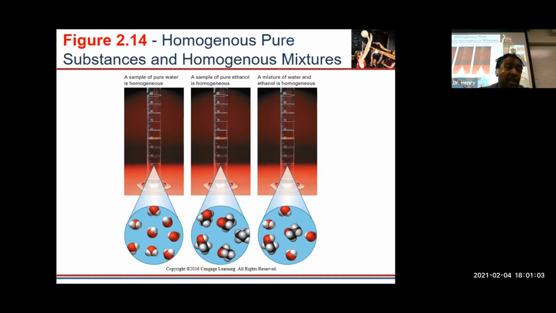Water boils at 100 degrees Celsius. Alcohol boils at, actually, 80.4 degrees. At 80.4 degrees, alcohol starts to boil, okay? Water boils at 100 degrees.